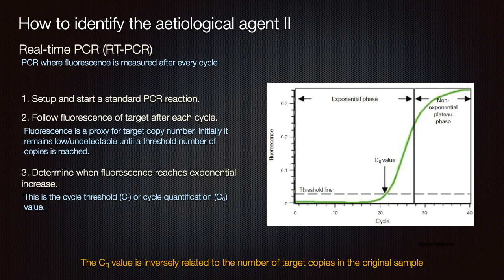One of the more common mods for PCR is called real-time PCR, or RT-PCR. Real-time PCR is very commonly used now in tracking infectious disease outbreaks, including SARS-CoV-2.